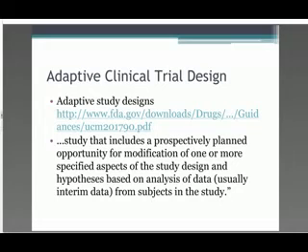However, adaptive clinical trials include studies that have a prospectively planned opportunity for modification of one or more specified aspects of the study design and hypothesis, based on analysis of data, usually interim data, from subjects in the study. So in other words, you have an interim look, let's say a quarter of the way through the trial. You have a statistician look at the study, see if your recruitment numbers are as you're expecting, and if the primary and secondary outcomes and the statistics still make sense, and you move on from there.